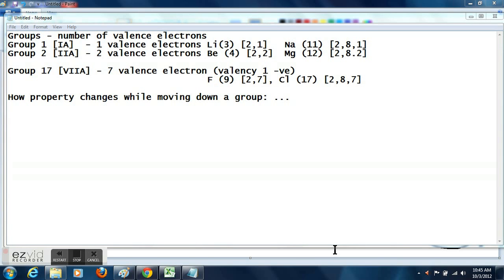Hello, in this tutorial I am going to discuss groups and group number. What does it signify? In my earlier tutorial I discussed periods and period number, when I mentioned that it signifies the number of electron shells of an element, whereas group number signifies the number of valence electrons in a shell.